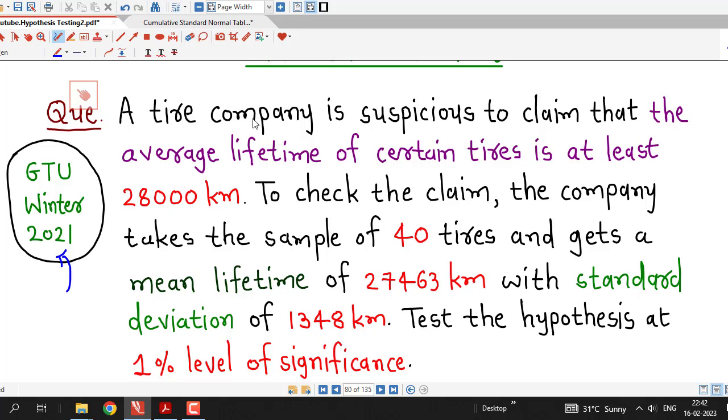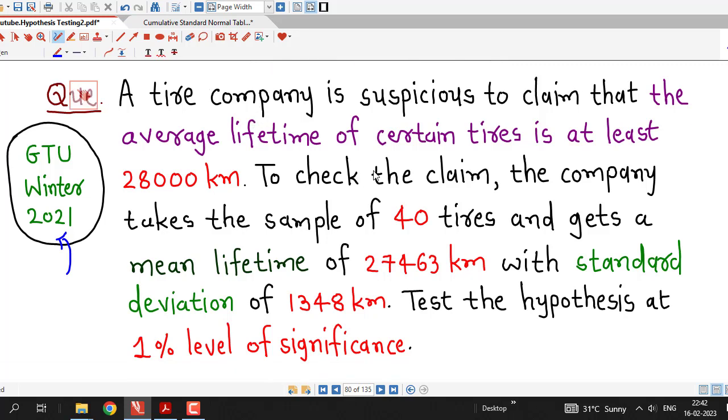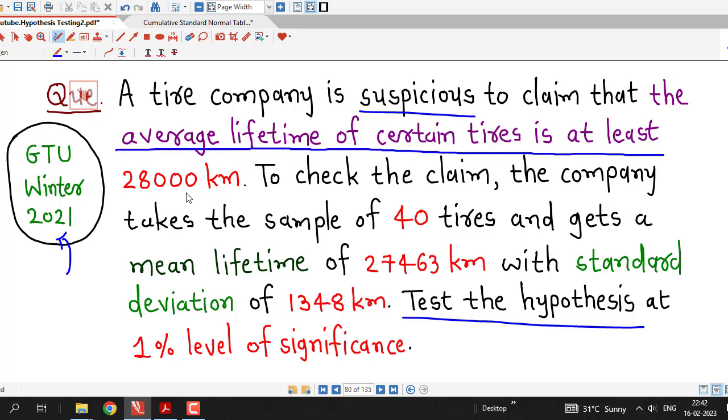First, we understand what this hypothesis test is about, or for which population parameter we have to conduct this hypothesis test. A tire company is suspicious of the claim that the average lifetime of certain tires is at least 28,000 km. To check the claim, the company takes a sample of 40 tires and gets a mean lifetime of 27463 km with a standard deviation of 1348 km. Test the hypothesis at 1% level of significance.